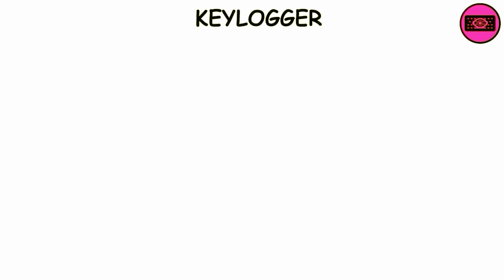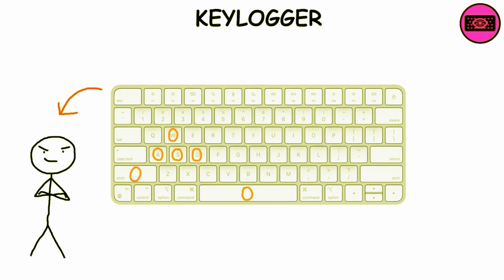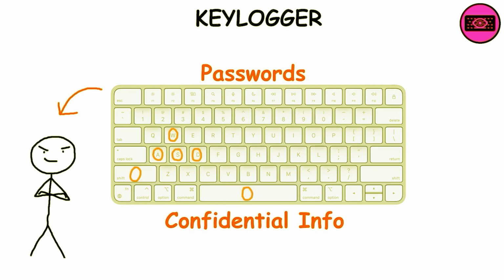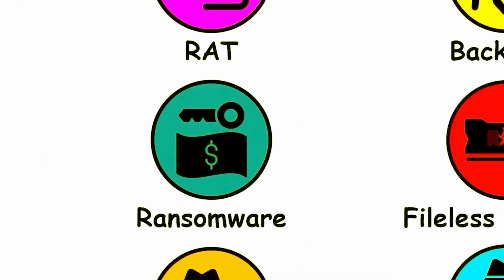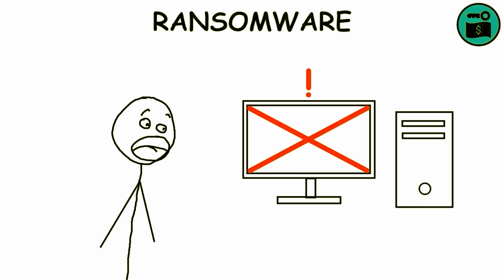Keylogger: a keylogger is a malware that secretly records every key pressed on a keyboard and sends it to the cybercriminal. Data, mostly passwords and confidential information, can get stolen if there's a keylogger on a computer. It's a type of spyware. Ransomware: a ransomware is a malware that permanently blocks access to the victim's personal data and computer unless a ransom is paid.